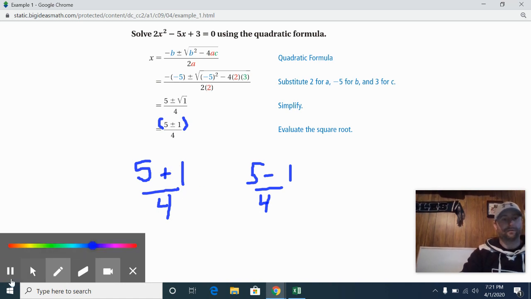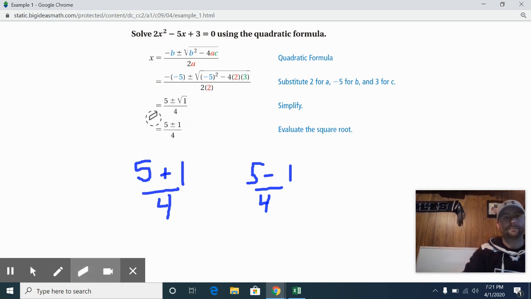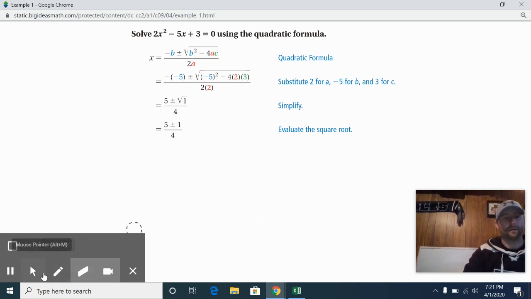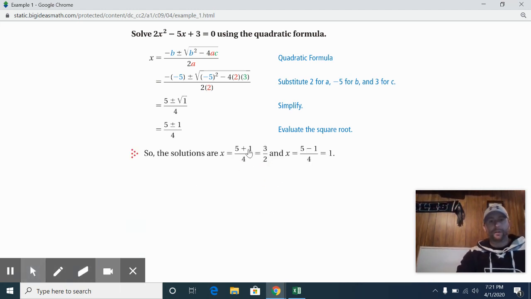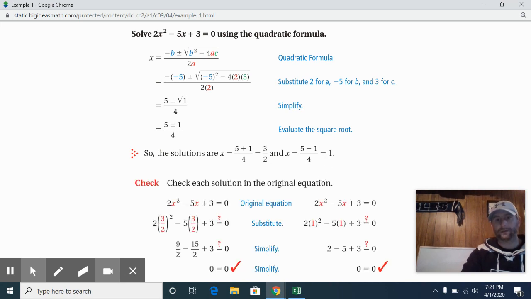So 5 plus 1 divided by 4, I'm just going to kind of get rid of this stuff here. Remember, it's kind of like it's in parentheses on top. Got to do that first. All right, but here we go. 5 plus 1 divided by 4, that gives me 6 divided by 4, which is really 3 over 2, or 1.5, of course, okay. And then 5 minus 1 divided by 4, that gives me 4 divided by 4, which is 1. Okay, so those are my answers. And you can always go back and check it. If you plug these numbers into the original equation, they make the equation true for both numbers.